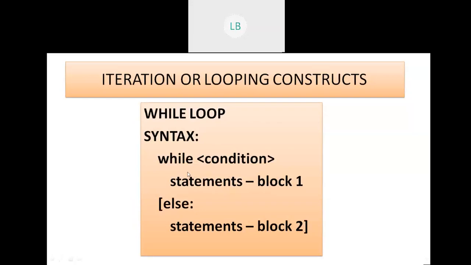This is the syntax of the while loop. While is the keyword. You have a condition. If the condition is true, block 1 will be executed. When the condition becomes false, the control will come out of the loop, and the else block will be executed, and this is optional.